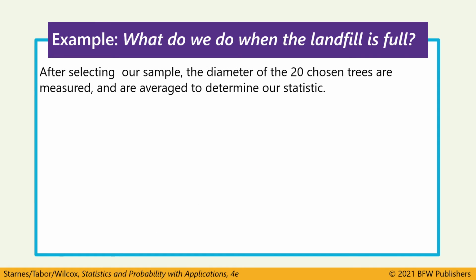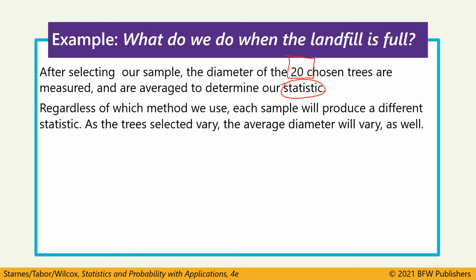Our response variable in this case is going to be the diameter of the trees. So once we've selected our 20 trees, we're going to go and measure the diameter of all 20 of them, and we're going to average those diameters to get our statistic. Remember, a statistic is based on a sample, in this case the sample of 20 trees, and the parameter would be the average diameter of all 283 trees in this park.